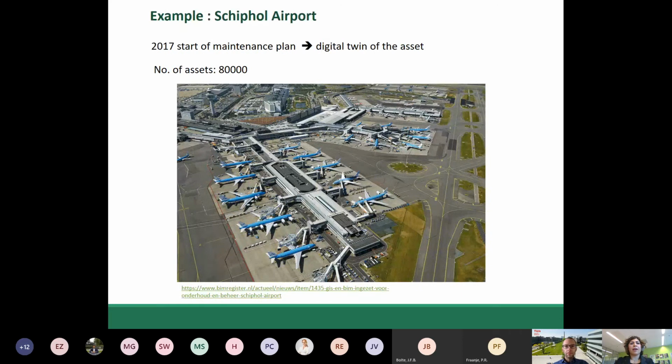One example before I go to the terms of asset management, Schiphol Airport. In 2017, they started their maintenance plan with the goal of having a digital twin for their assets. And the number of assets that they have is 80,000.